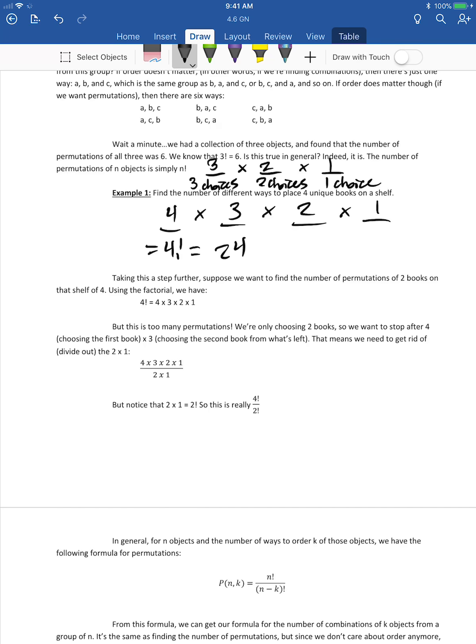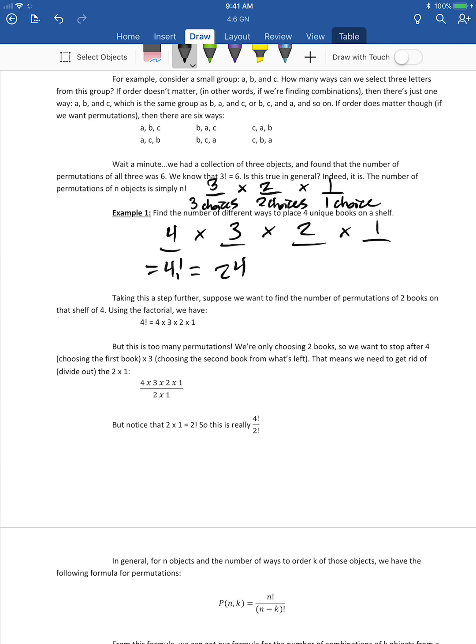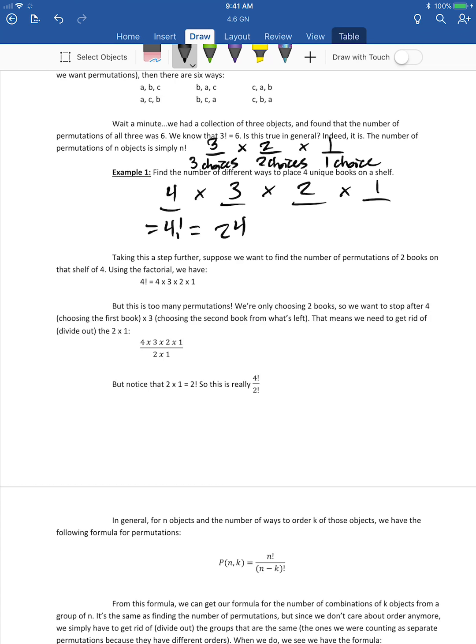So take this a step further. We just asked, how many different ways are there to place all 4 of my books on this shelf? But what if I only want to know the number of permutations of 2 books on that shelf? So I have 4 total, but I only want to permute 2 of them. So if we keep using the factorial, there's 4 factorial total, but that's too many permutations. I'm only choosing 2 books, right? So 4 times 3. I want to stop after that. I don't want to keep going.